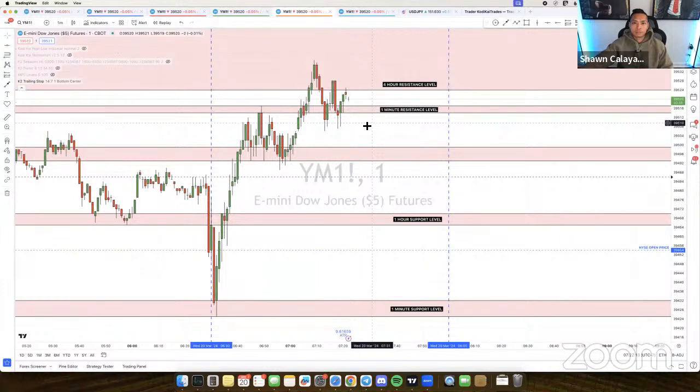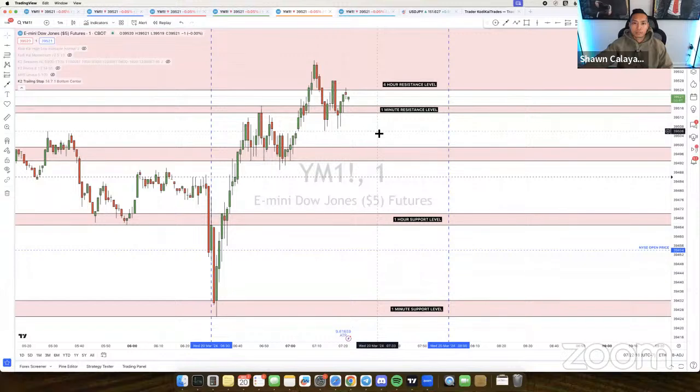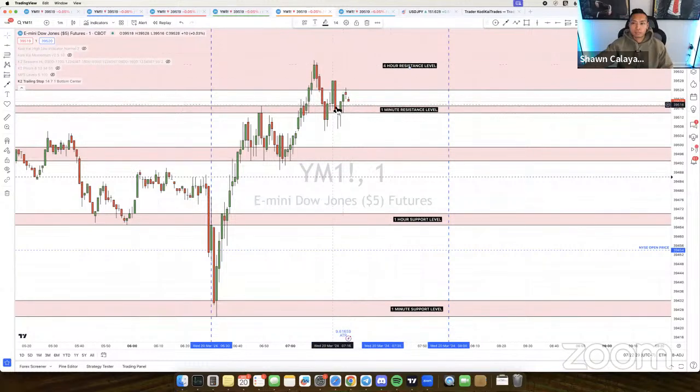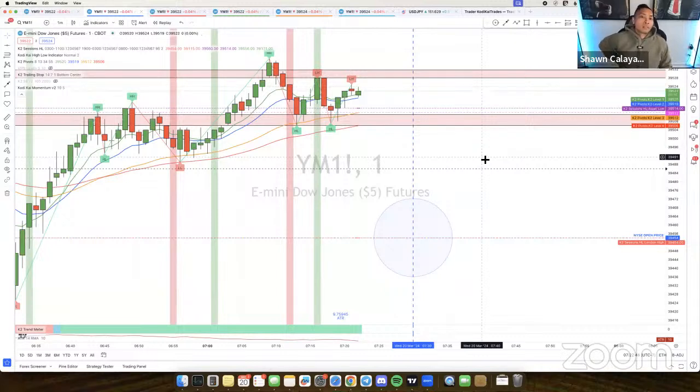Back to our clean chart. So yeah, you can see over here on the clean chart, price is just ranging between the 4-hour resistance level and the 1-minute resistance level down here. Exactly. Maddie said, need sell signal to push and close below sessions. Price is just luring in buyers and sellers. Yeah, I agree, Maddie, 100%. It's just luring in traders on both sides until it pushes.